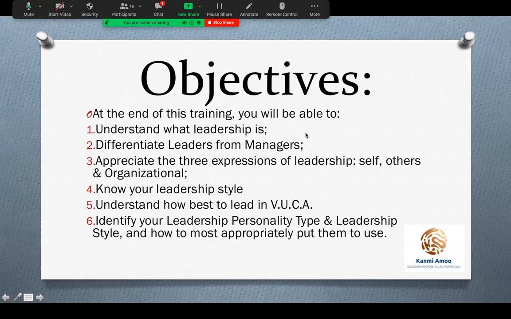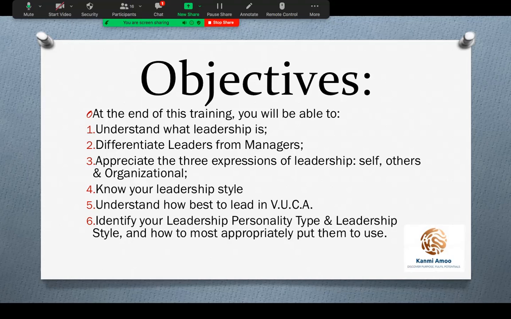So, at the end of this training, you should be able to understand leadership. You should be able to differentiate between leaders and managers. You should be able to appreciate the three expressions of leadership in terms of self-leadership, others leadership, and organizational leadership. Then you should be able to identify your own leadership style and also how you can borrow other people's leadership style if the situation so requires.